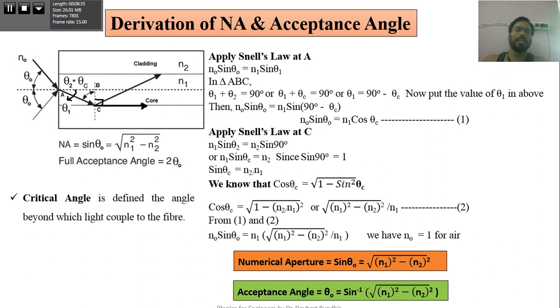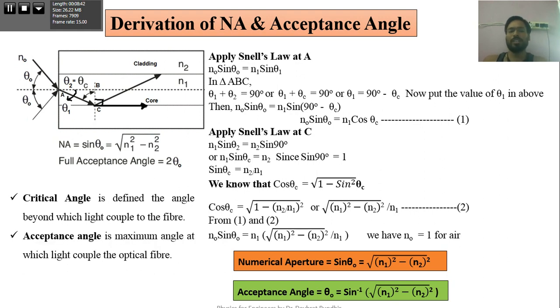What is the critical angle? Critical angle is the angle beyond which the light is coupled to the fiber. Now what is the definition of acceptance angle? Acceptance angle is the maximum angle at which the light couples, the angle at which light gets coupled into your fiber. Now numerical aperture is the sine of the acceptance angle. Simple.